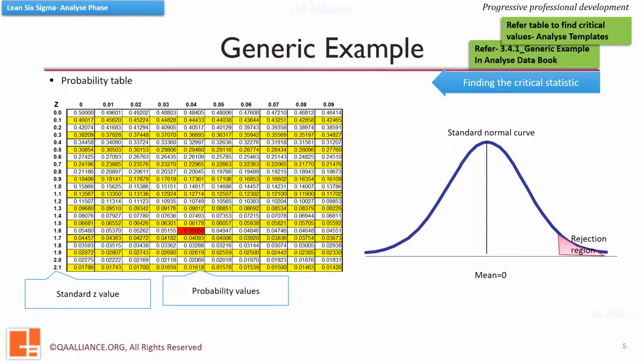Since we have chosen the level of significance as 0.05, we'll find the probability in the cells given in this table, and then match it back to the z value. The 0.05 is matched to the row value of 1.6 and column value of 0.04, thus the critical z value is 1.64. This means that beyond the standard z value of 1.64, the area under the curve is 0.05.